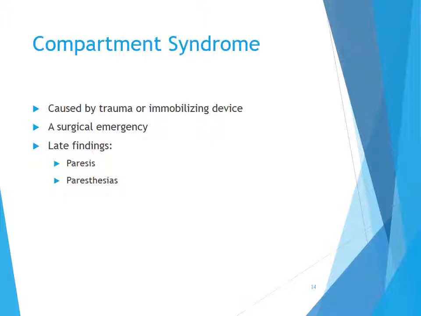Paresis is weakness. Paresthesia is numbness, burning, and tingling. Excuse me for not being able to pronounce that correctly. And these are late findings and a sign of permanent damage.